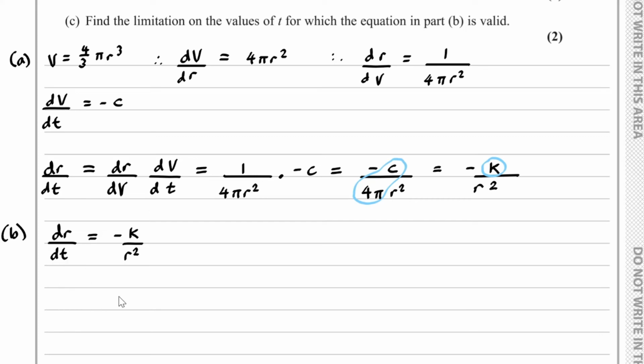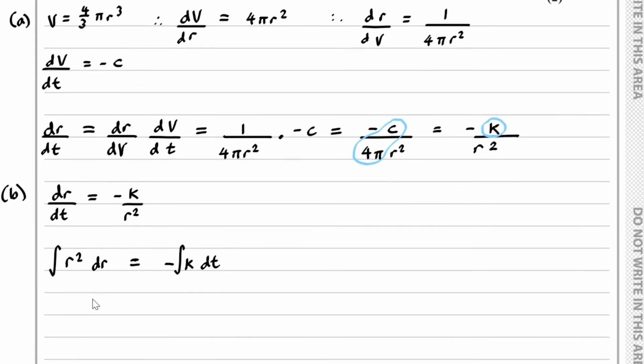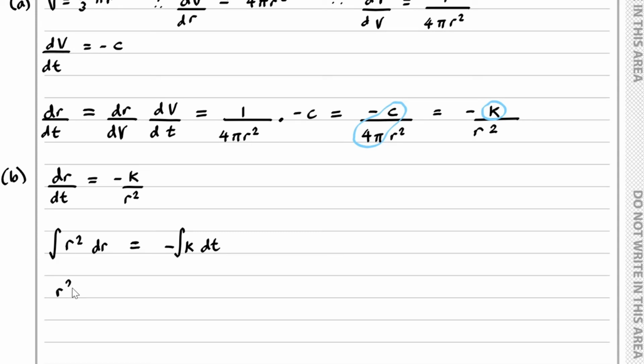So multiplying through by r squared, we have r squared dr, which is equal to minus k dt. And then if we integrate both sides, we see that we have r cubed over 3, which is equal to minus kt plus some constant. We'll call this constant a.